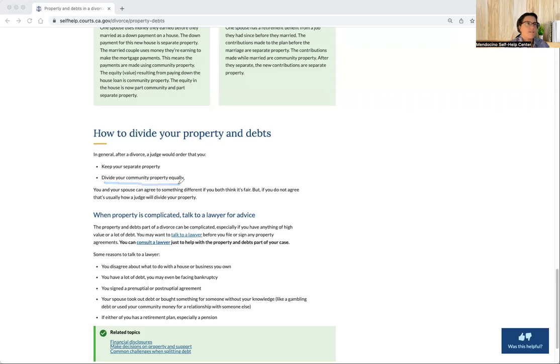If you and your spouse have an agreement, you can always agree to something different. And whatever you agree to, the judge will generally order as long as you did everything properly. If you don't agree on how to divide your property, then a judge will make a decision and divide your community property equally.